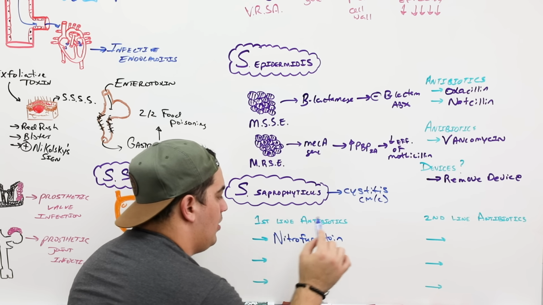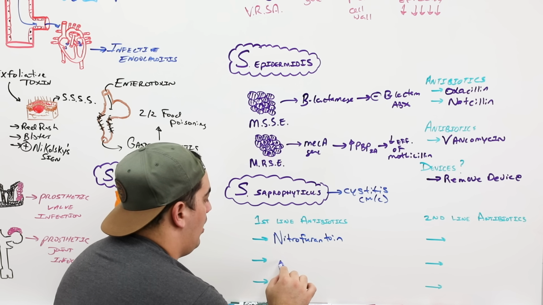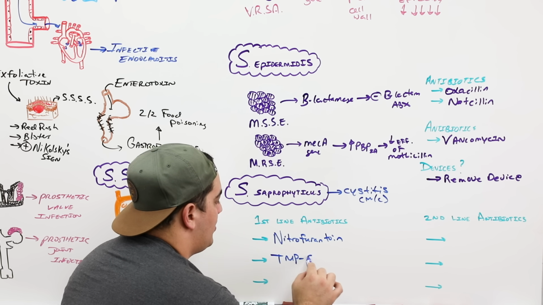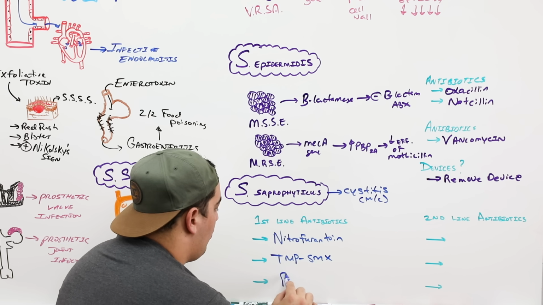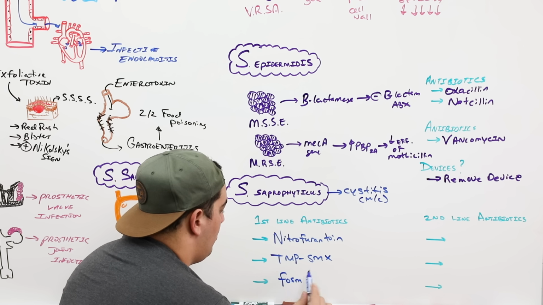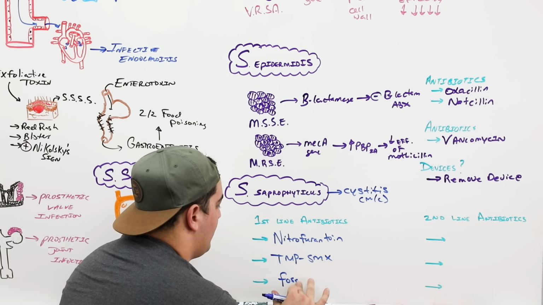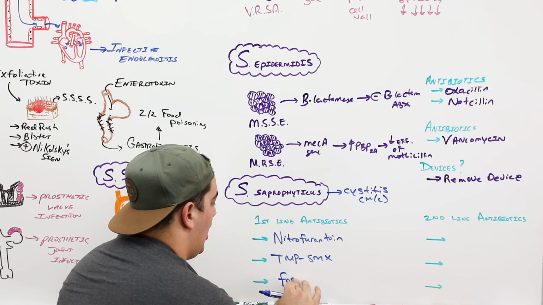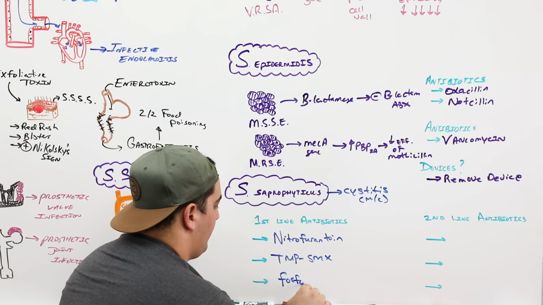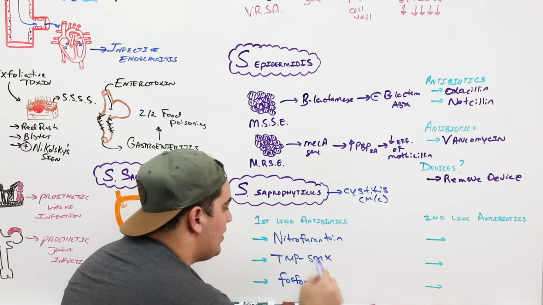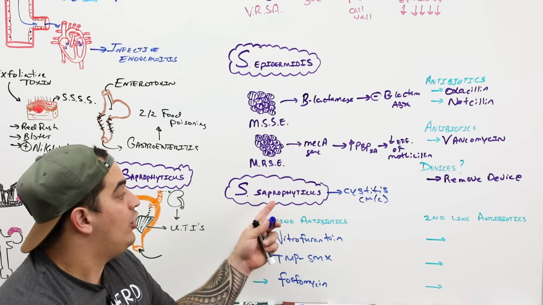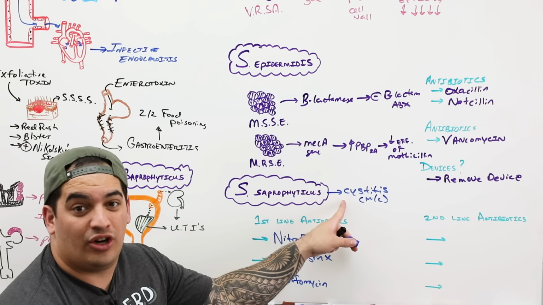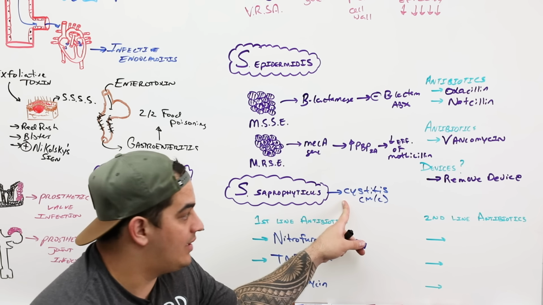nitrofurantoin, also known as Macrobid. Another one is called trimethoprim-sulfamethoxazole, known as Bactrim. And then the other one is something called fosfomycin, which is kind of like a one-time dose. So these are the particular types of antibiotics that you treat Staphylococcus saprophyticus with, usually if it's due to a urinary tract infection, usually cystitis.